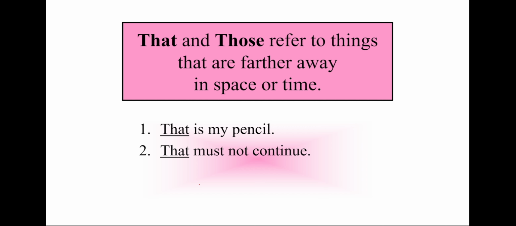Also, we have that must not continue. And example 3 says, those are the shoes I wore. Now, those here is a plural demonstrative pronoun. It's talking about something that is further away, but it's more than one. That is why we have those. Those are the shoes I wore. So you realize that those here is plural.